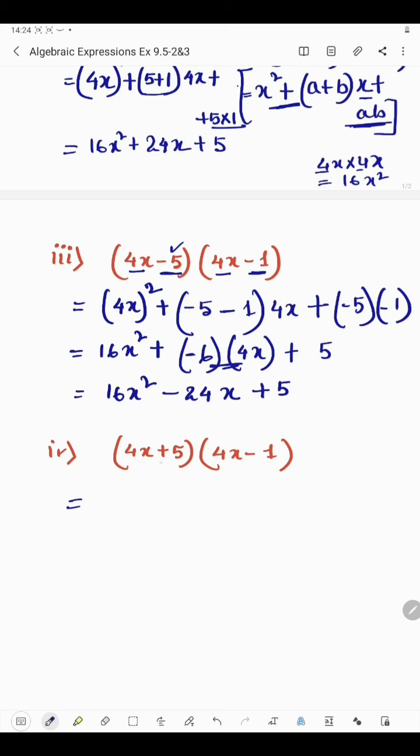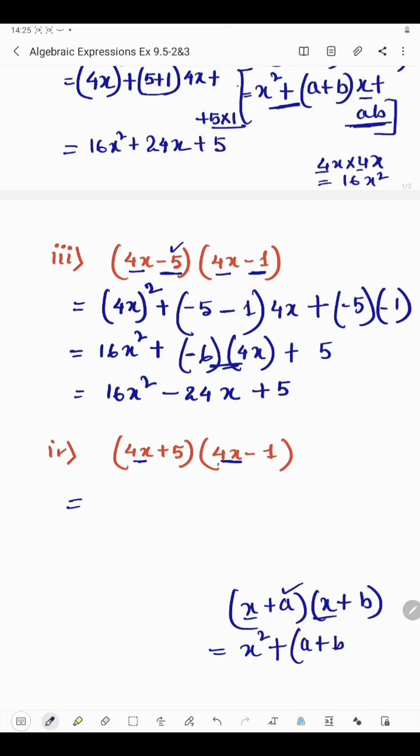Now in the fourth part we have 4x plus 5 and 4x minus 1. So as the first term is the same here, we will use the identity (x plus a) into (x plus b), which is x square, means the square of the first term. See, (x plus a) into (x plus b). So the identity of this is the square of the first term, so it's x square plus the sum of the two different terms, which is a plus b, multiplied by the first term, plus the product of the two different terms, which is a into b.